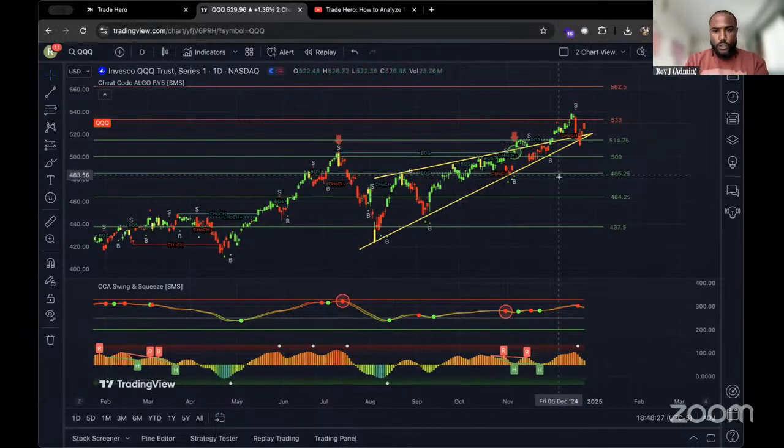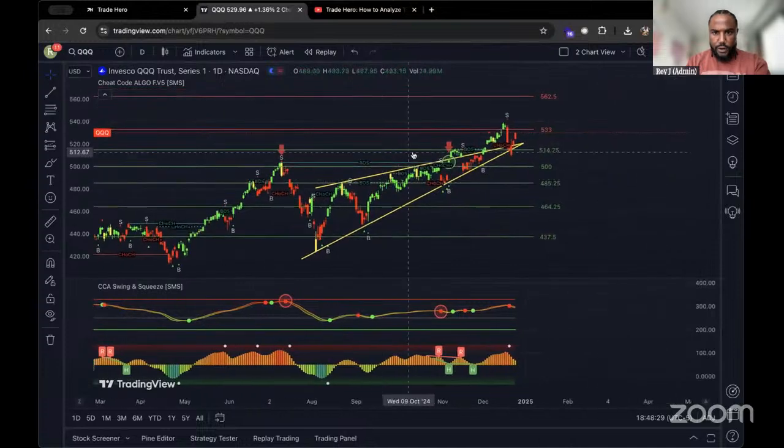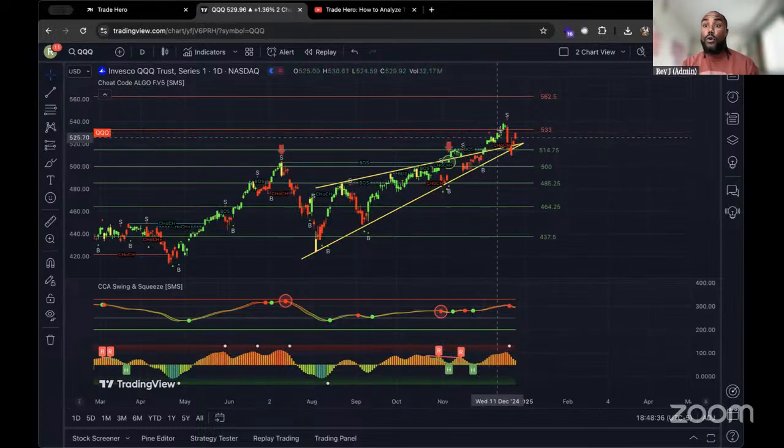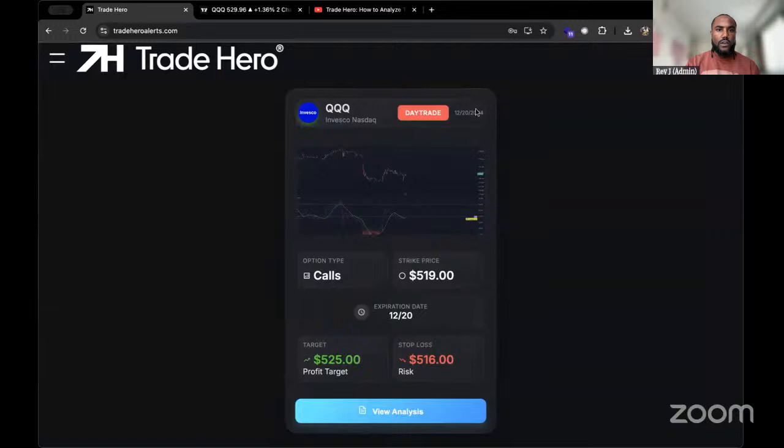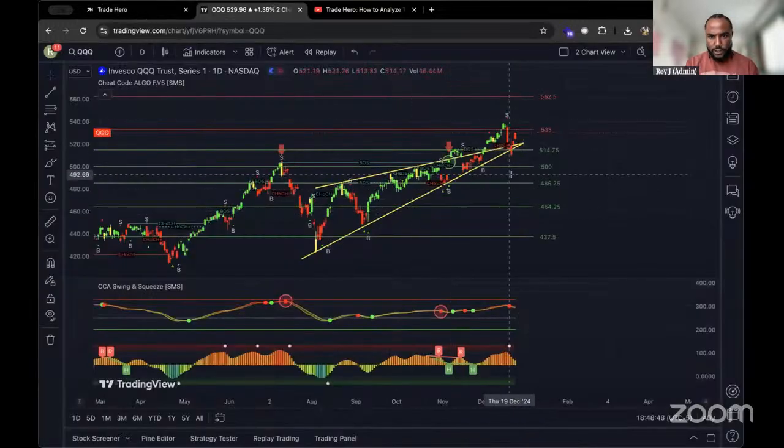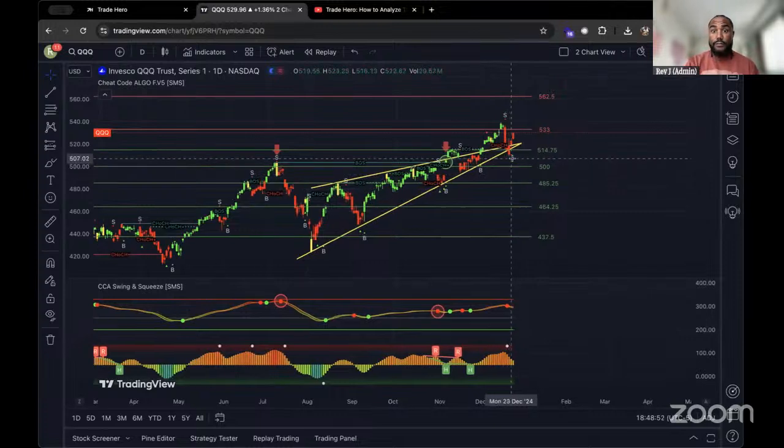Okay. So you can see here, we had this pattern forming. Price has just been trading in this range here. It had a little breakout, but came back, right? Now we broke higher. And on this day, our trade alert came in for QQQ. Let's see the date on that. It was 12/20. So when we go back to the chart here, 12/20 is the day it fell right here, right?